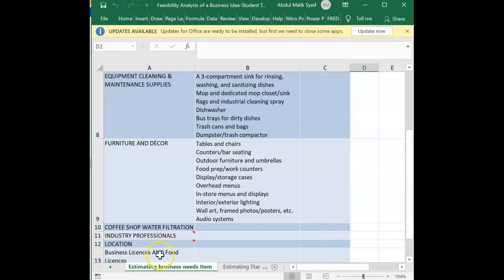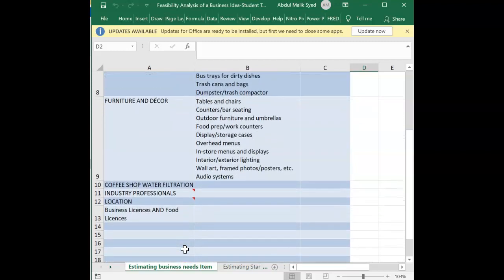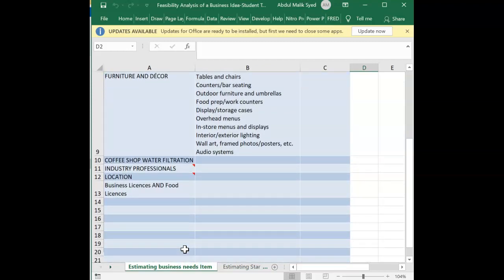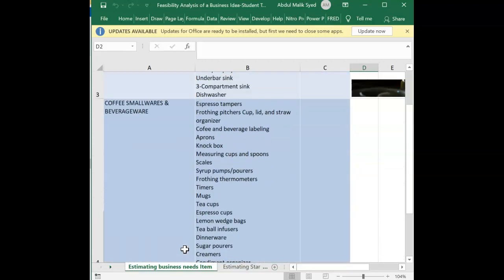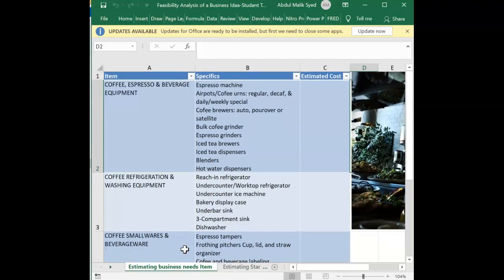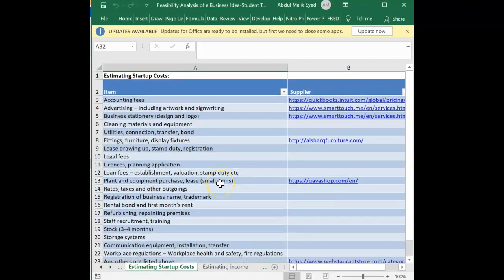Then of course you require business license and food licenses. Okay, so this is my list of items which I need to launch my coffee business. This is done based on extensive web research. Once we are done with this, the next thing we are going to do is estimating the startup costs. The startup cost template is provided to you already.